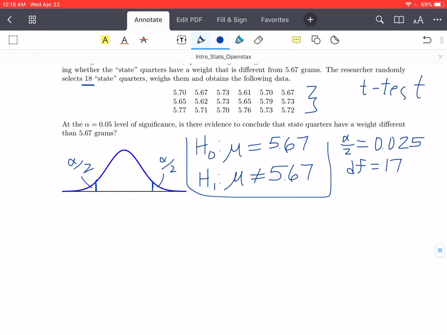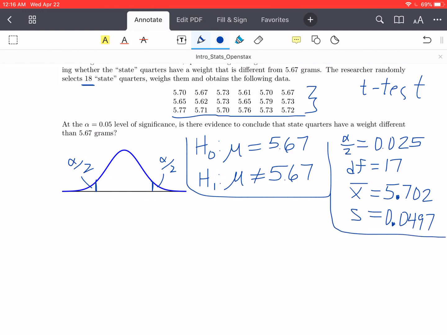Then we need x bar, our sample mean, and our sample standard deviation s. Those both come, again, from the data set, and you just do those on Desmos. You would just type in mean of the data set and STDEV, standard deviation of the data set. On Desmos, that'll give you the mean is 5.702 and the standard deviation is 0.0497 approximately. So that's our setup, all the information we have right at the beginning here.